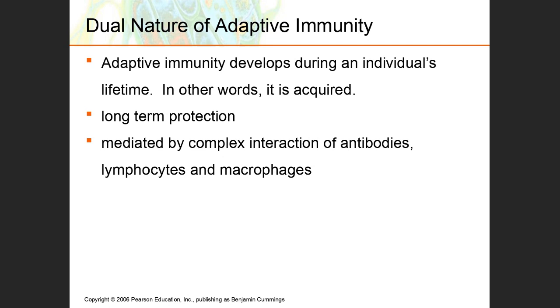And we are going to see that the adaptive acquired immune response involves a complex interaction of antibodies, T cells, B cells, macrophages, chemical mediators, complement proteins. So as I said, your immune system is going to use everything it has to fight off that pathogen because it's a war for survival.